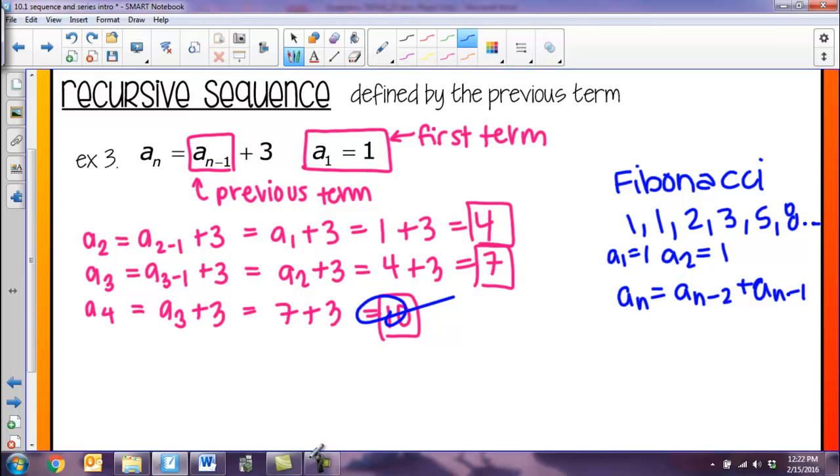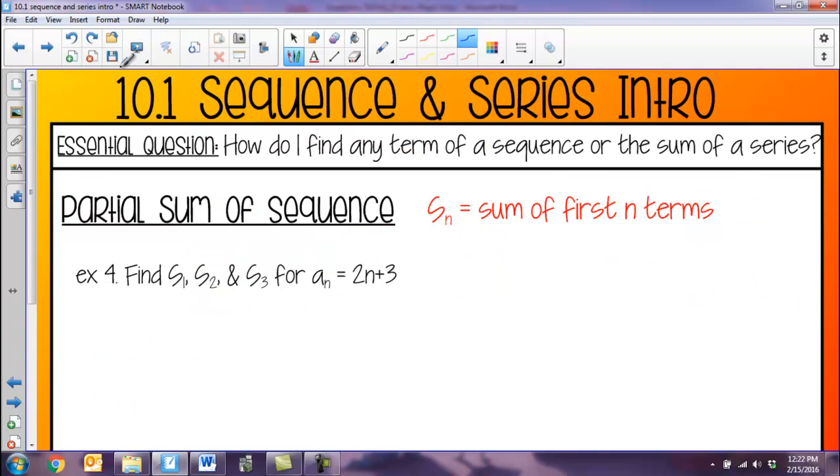Okay, let's move on. We have the partial sum of a sequence. And so what a partial sum is, it's just saying I need to take up these terms of a sequence and add them together. Sum means to add. So if you see the notation S sub n, capital S sub n, that just means the sum of the first n terms. So let's go ahead and do an example here.